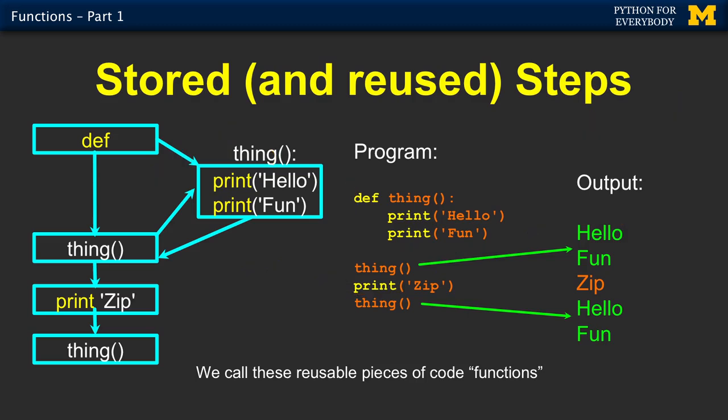So what happens is def does nothing but remember. Thing then says, oh, let's go back and run those 2 lines, so out come hello and fun, and then it comes back down to here, runs this print statement, so out comes zip, and then it says, oh, run that code again. So this is the don't repeat yourself part. Run this, print, do it again, and now the program's done.